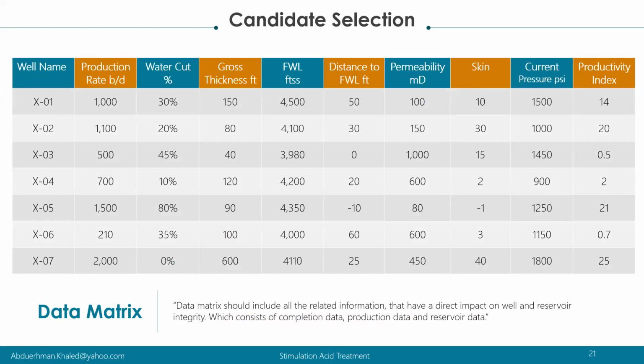Here we have this table in the selection criteria. At first you need to build a data matrix and provide all the wells that you have and collect, as you can see here in this table, the production data, the completion data, and the reservoir data as well. So you have all the data that you have, and then try to build a good database and try to include all the wells that you suspect are damaged and need to be produced.